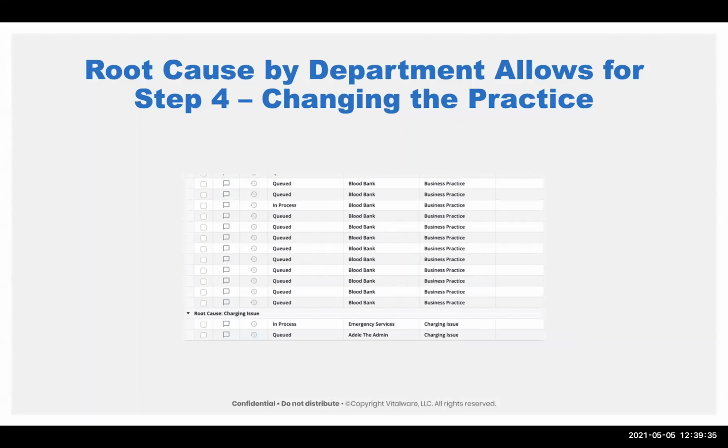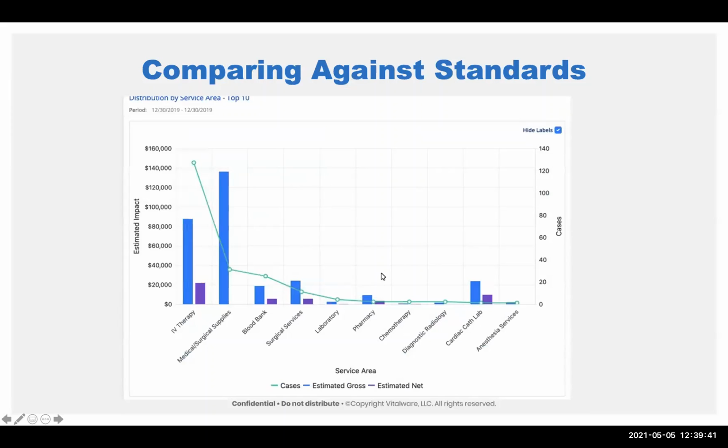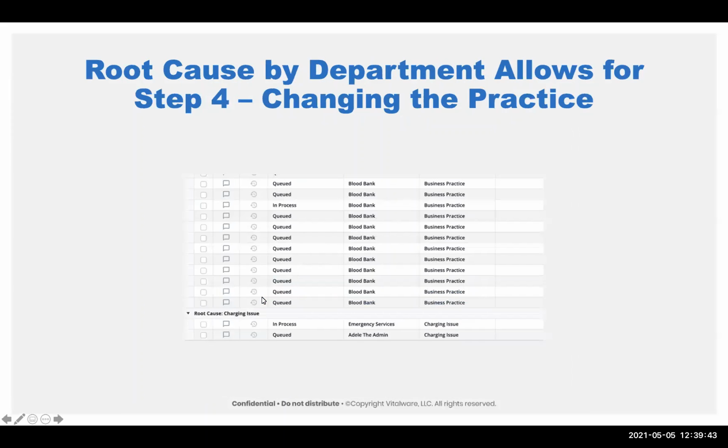So say I now have a root cause, and if I go back, well, I don't think, yeah, I can. And I see blood bank's a problem, then I just pull up blood bank, okay? And what's going on there? Well, I see that a lot of these are a business practice where we have a policy or procedure that's affecting the appropriate use of blood charges.